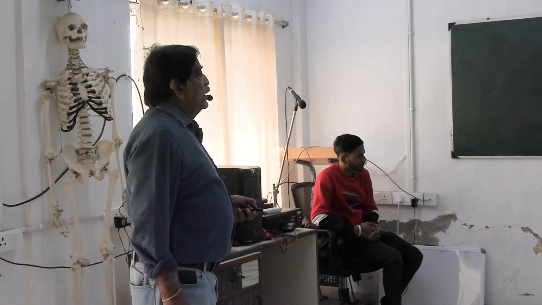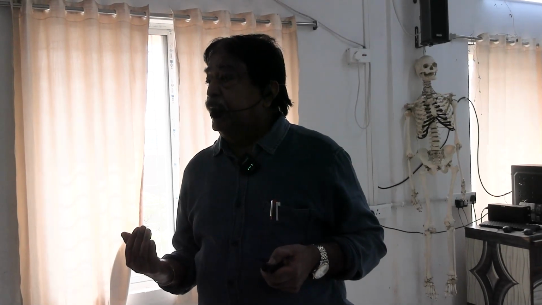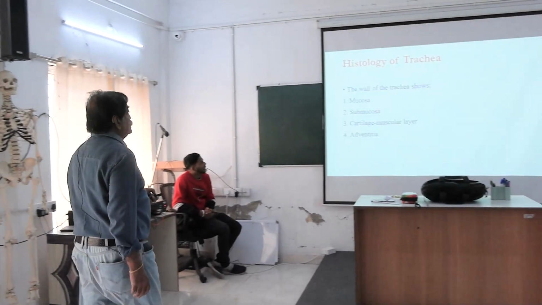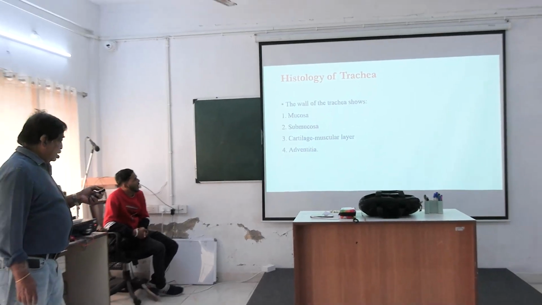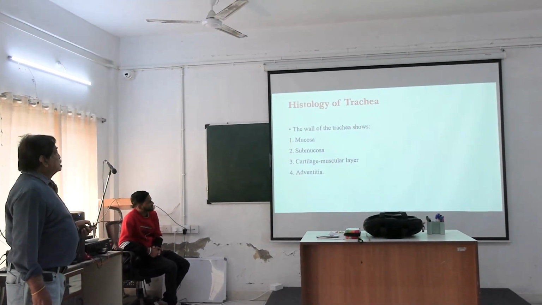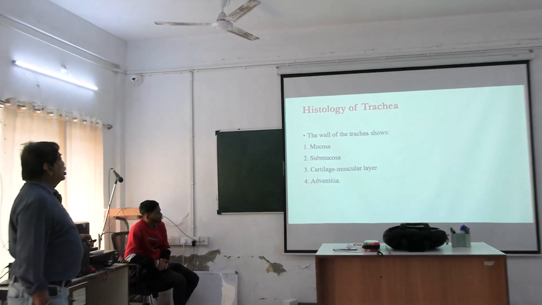The unique feature of trachea is the presence of C-shaped hyaline cartilage. C-shaped hyaline cartilage anteriorly, and posteriorly there is a muscle, and then posterior to the trachea is the vertebral column. Okay. Now, histology of trachea: the wall of the trachea shows mucosa, submucosa, cartilage, muscular layer and adventitia.